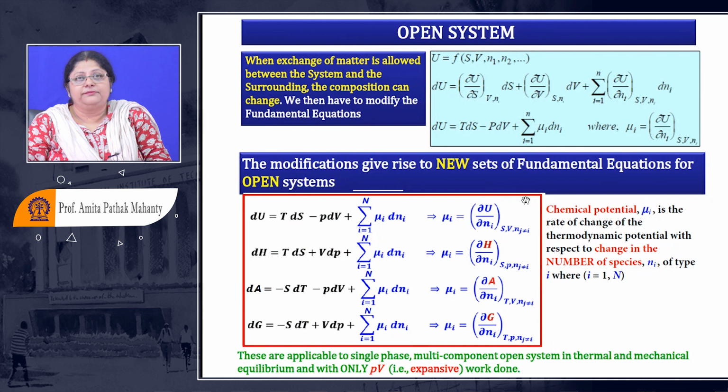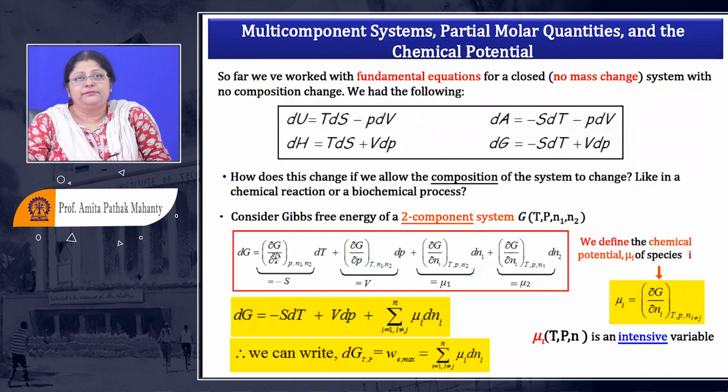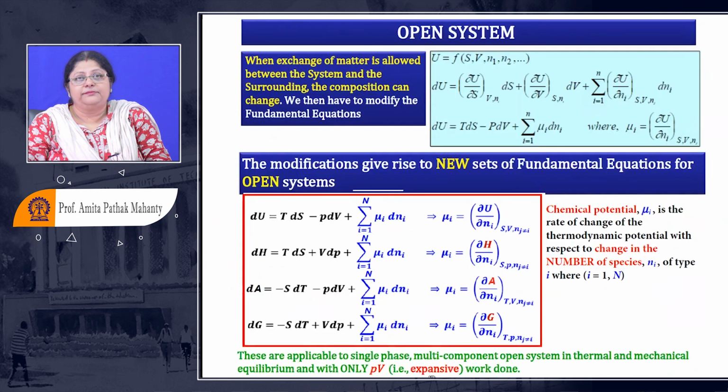You will change the definition in terms of, instead of G, I can write U, I can write A, I can write H, I can write G. Only thing is, what they are going to be varying with will change. For example, look at this. This is in terms of the internal energy. And what is the internal energy equation given to be? Internal energy is given to be dU equal to T dS minus P dV.